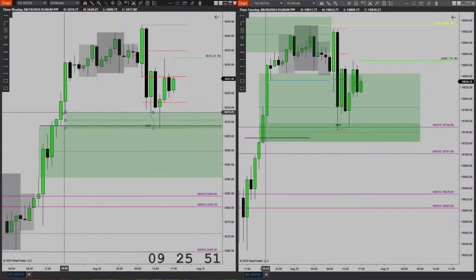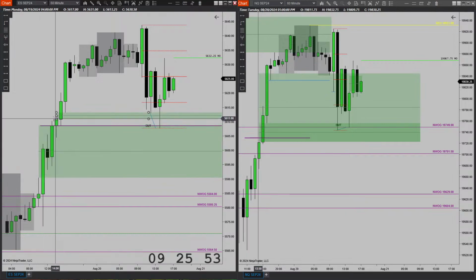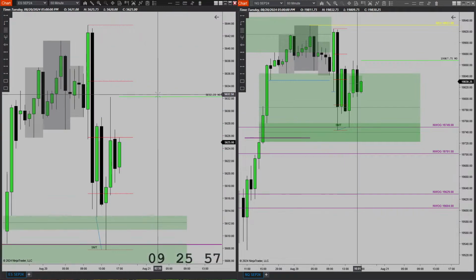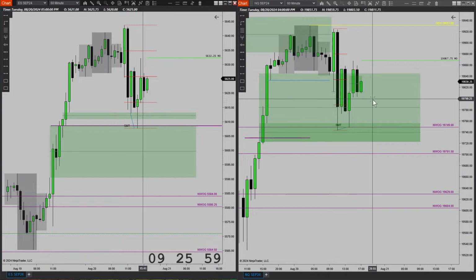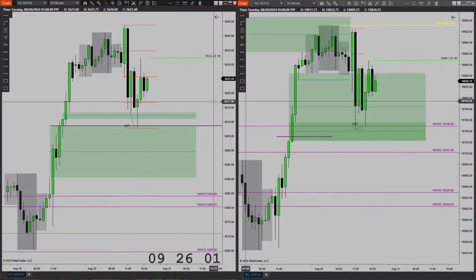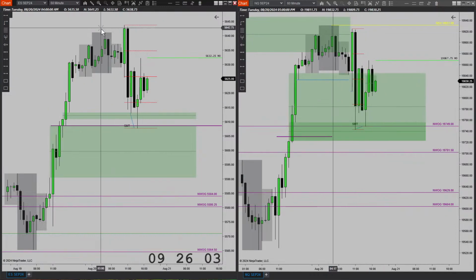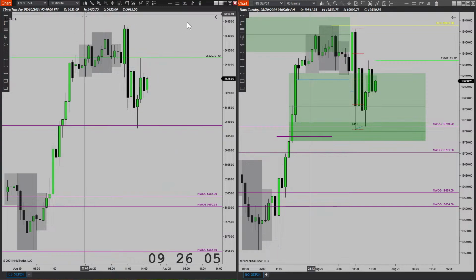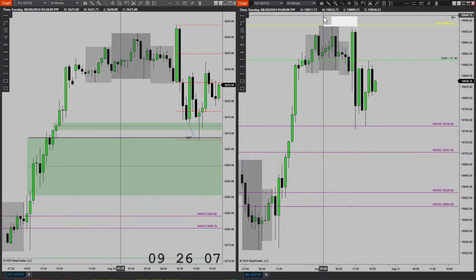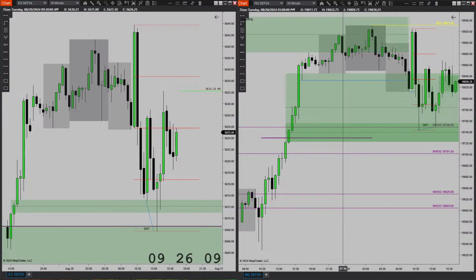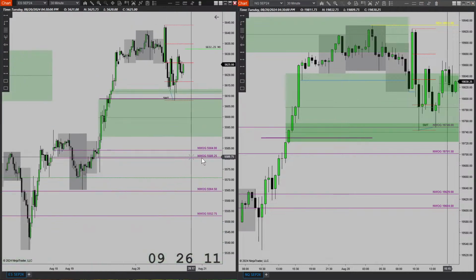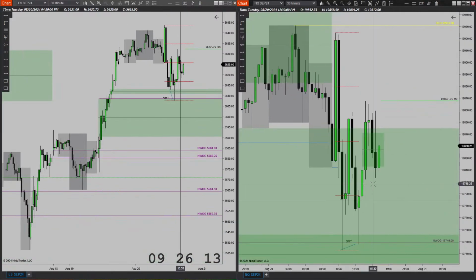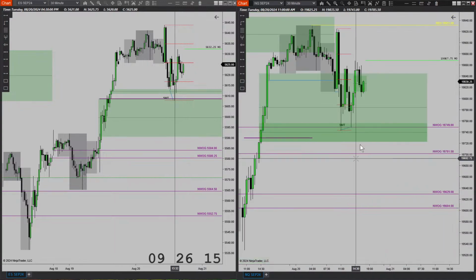I just realized that since price did not sweep this low here, this gap is still in effect. Let's take a look at the 30-minute gap here, completely closed. Same thing here, gap left opened.